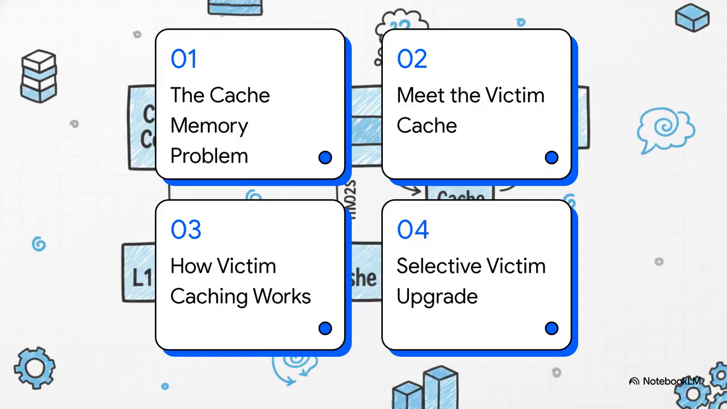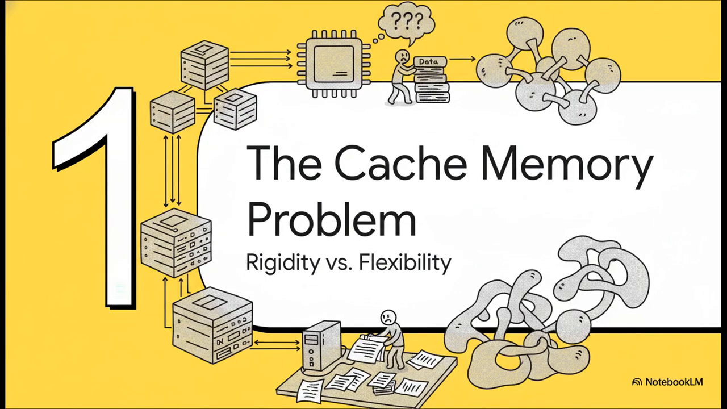Here's our roadmap for today. We're going to start with the cache memory problem. Then, meet the victim cache. After that, we'll look at how victim caching works. And we'll wrap things up with the selective victim upgrade. All right, part one, the cache memory problem.